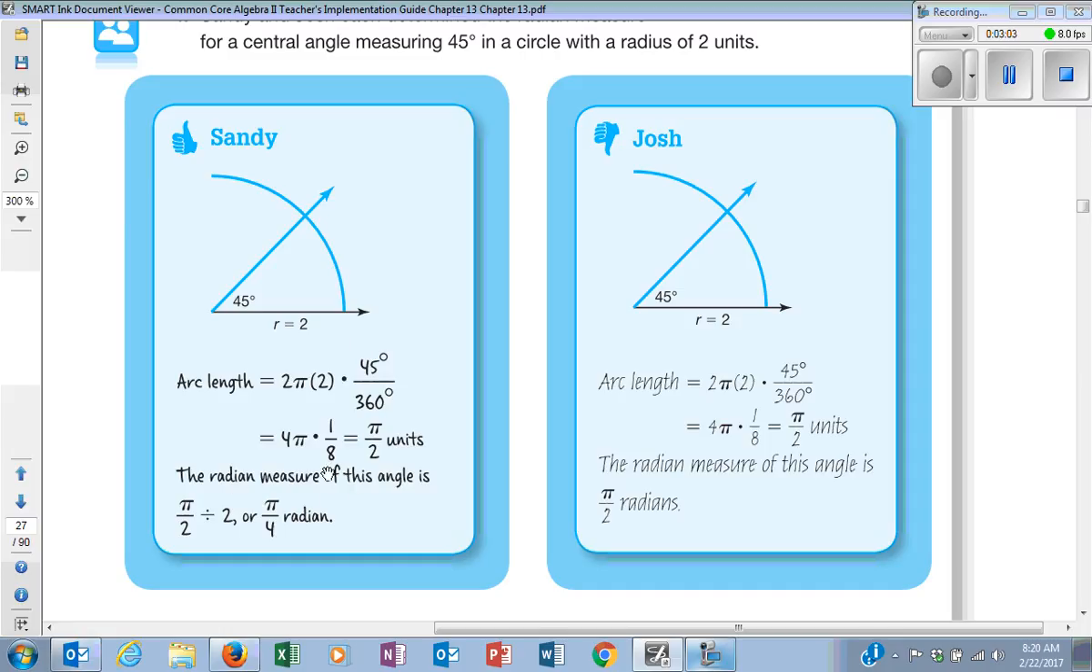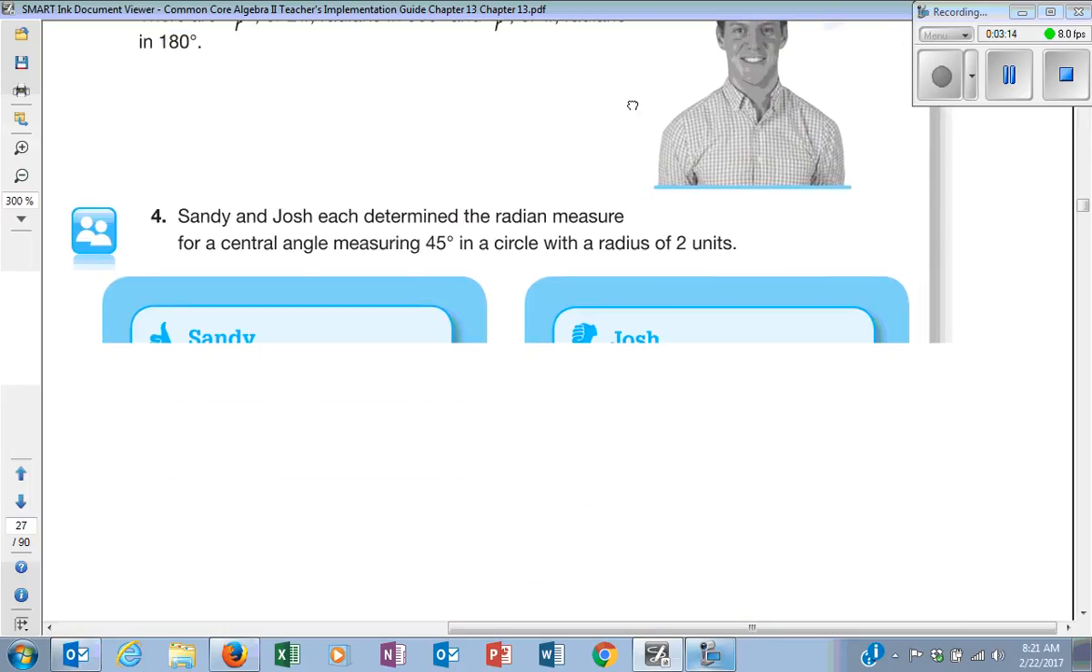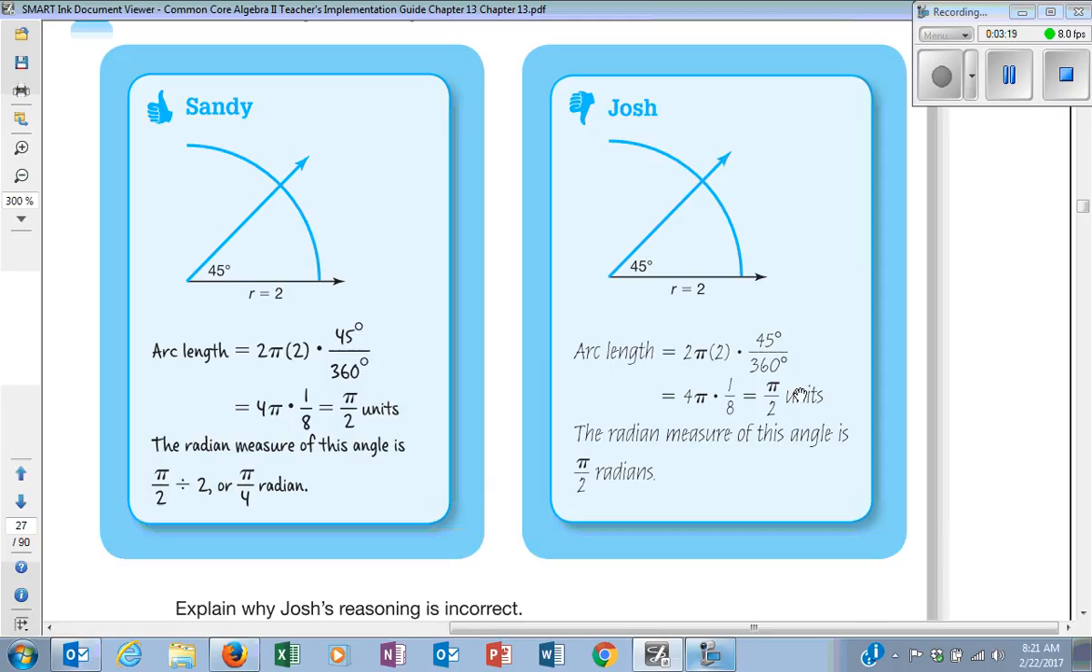Now, what do I have to do? What does it say for radians? I've got the arc length, but it says it's the ratio of the arc length to the radius. So where does Josh go wrong? Josh just says, hey, pi over 2, that's also the radian measure. No. Josh forgot to set it up as a ratio of the arc length to the radius, which is what Sandy does. A ratio is really just a division: the arc length divided by the radius.